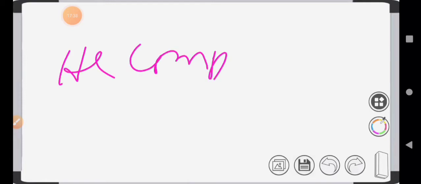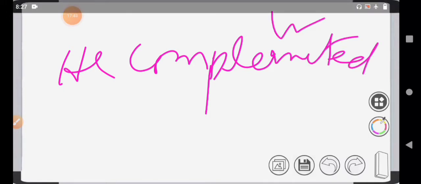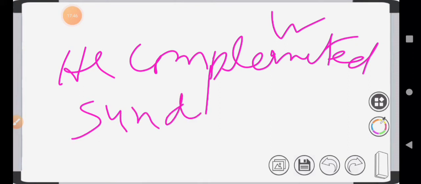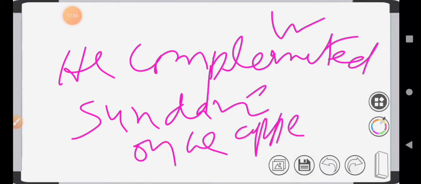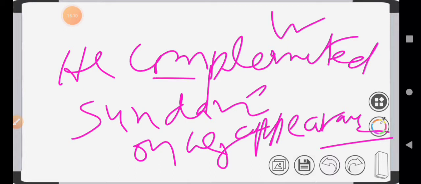For example, he complimented. It is also used as a verb. He complimented is the past form. He complimented Sundari, one of the girls. Why did he compliment her? On her appearance, her glamour, her attractiveness. Complimented means he praised or congratulated someone. That is the verb use.